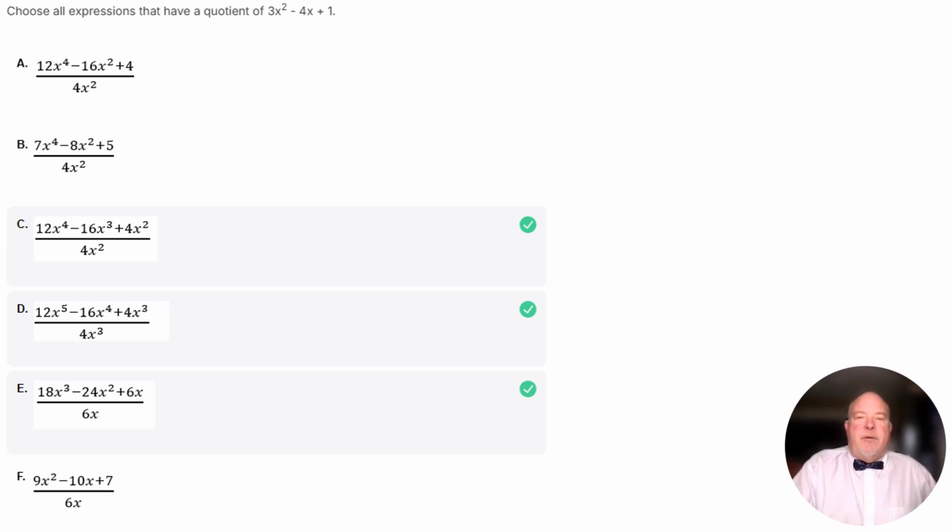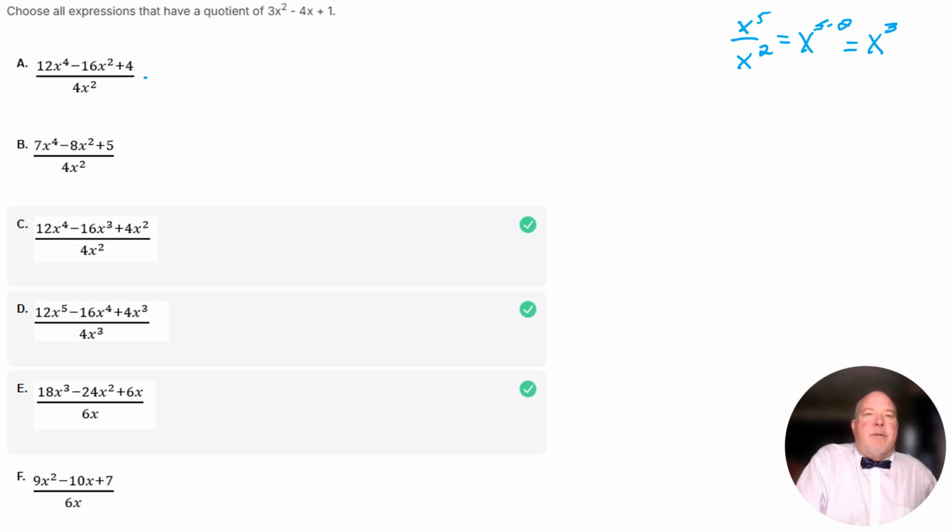So real quick before we start that, a quick review. When you're dividing powers, so if I have, let's say, x to the fifth divided by x to the second, when you do that, you simplify that by subtracting the exponent. So it'd be 5 minus 2, and so that would simplify to x to the third. Okay, so that's what we're going to be doing here.